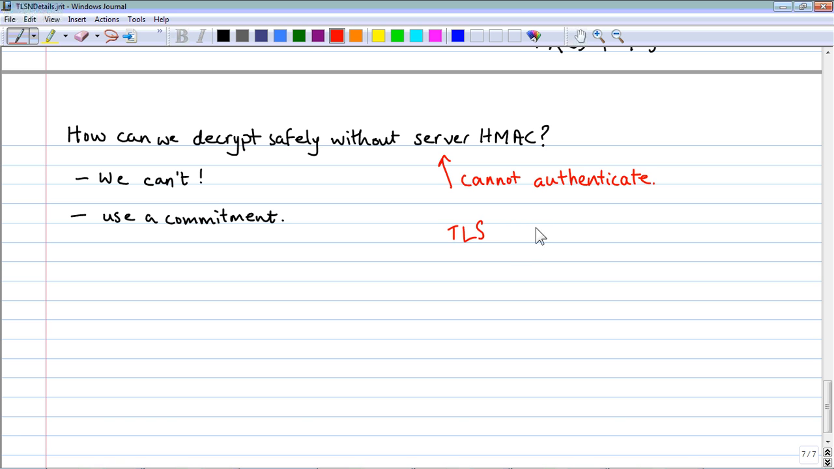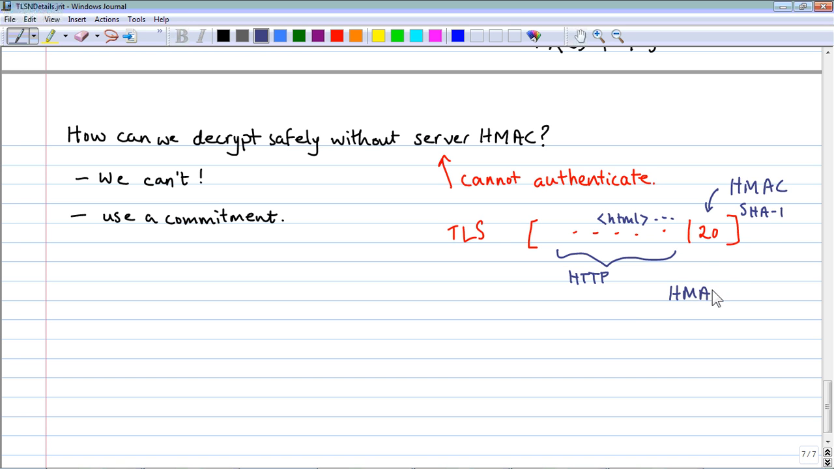When in TLS you send data, you're sending it in a record. And the record consists of all the data. So this will be HTTP data. It could be a request, could be a response. You might have a HTML file in here. But at the end of the record, it appends the HMAC, and the HMAC is a 20 byte SHA-1 based HMAC. So think of it as HMAC using the server MAC key or client MAC key as the secret. Then you've got the data, and the algorithm is SHA-1 always for TLS 1.0.